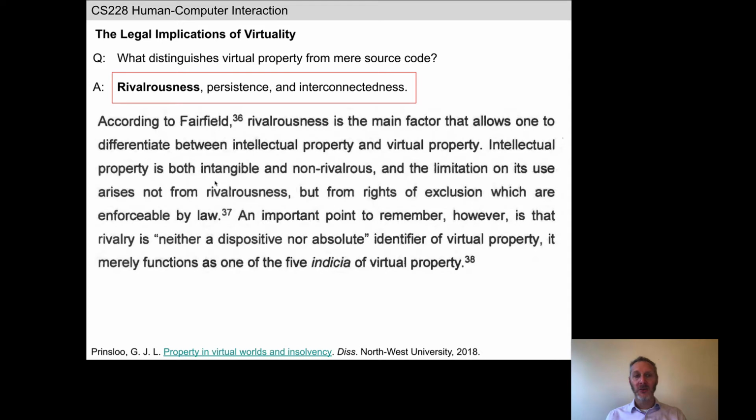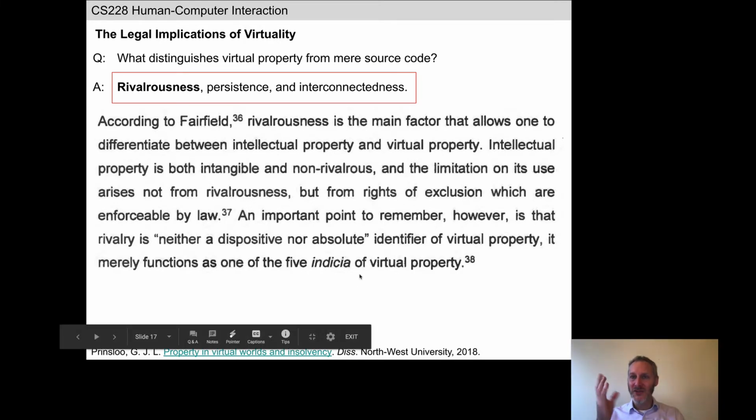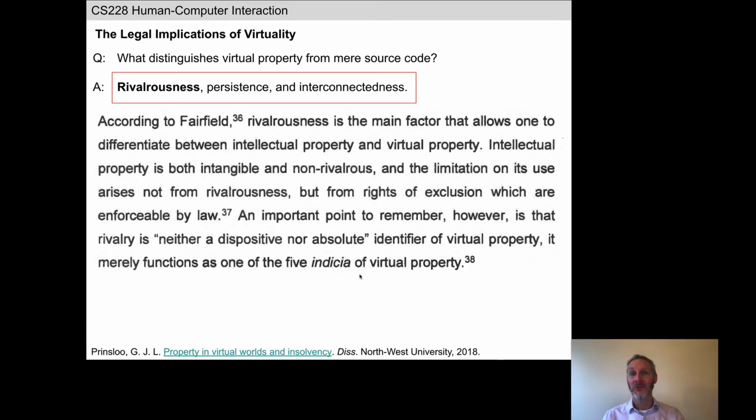Prinsloo goes on to invoke the normal legal framework for physical property. And like many things in the law, it's very unlike science and engineering. There is no precise definition of what counts as property and what isn't. Instead, there are often a number of indicia or sort of features that you would expect to see with physical property and thus also with virtual property. Prinsloo focuses on 3 of these 5 indicia in his dissertation: rivalrousness, persistence, and interconnectedness.